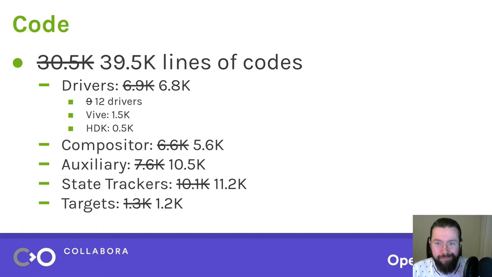You can see how you add more drivers and still reduce the number of lines of code. We have done some refactoring and pulling out of common code patterns. We were seeing the same drivers over and over again and turned them into common code. We also extracted some code from the compositor into a more common place, but we foresee that the compositor will grow soon. The auxiliary code, or all of the helper functions, has grown. Same with the state trackers. And the targets are basically a whole bunch of glue code that binds everything together into a single binary.